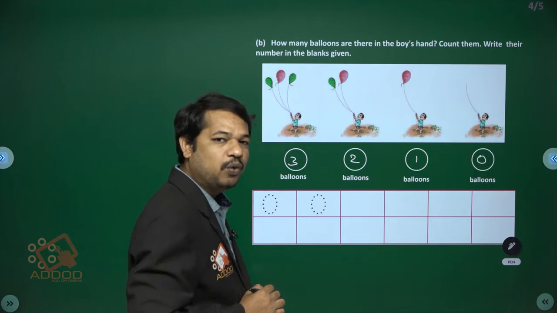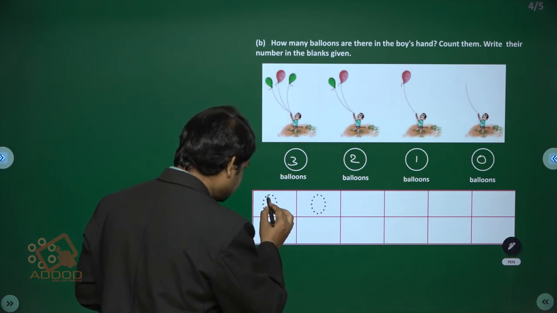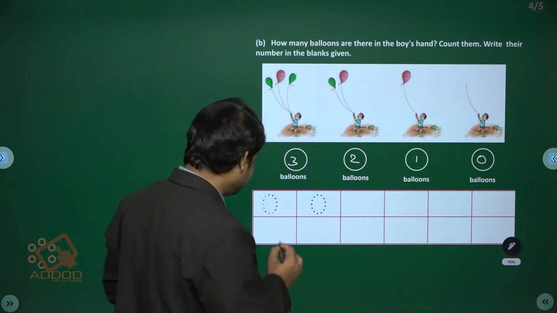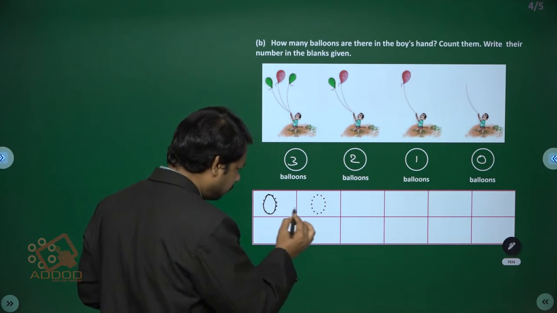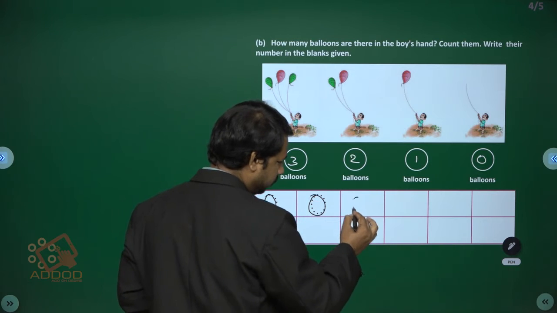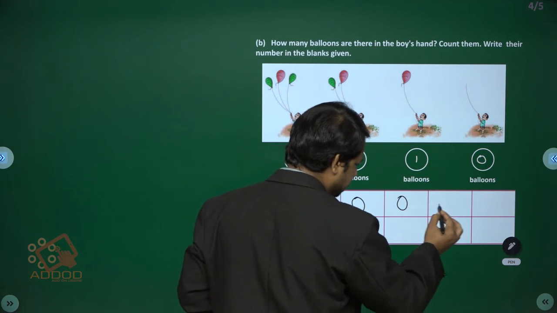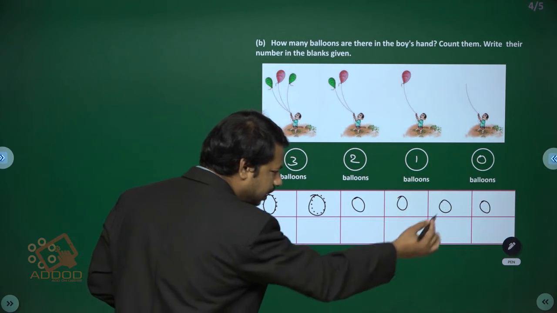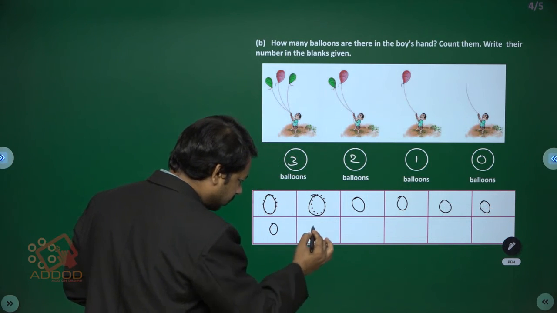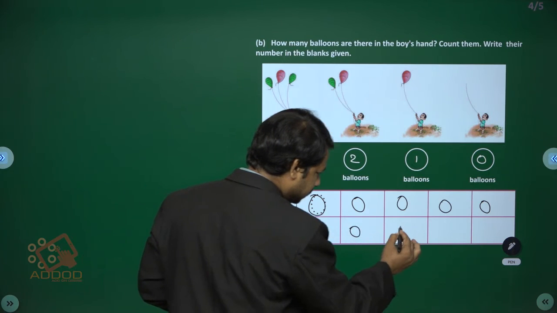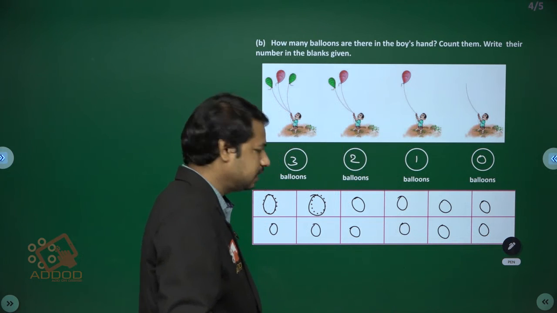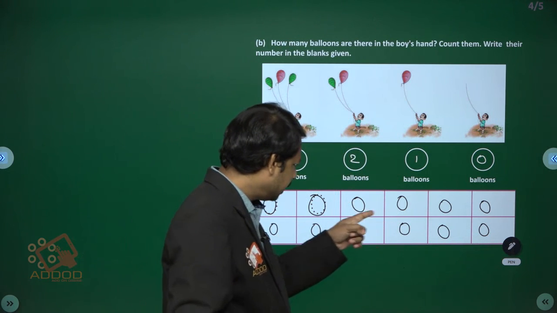Let's learn how to write 0. See children, 0 is written like this. Similarly, fill the last boxes. Okay, 0 is written like this.